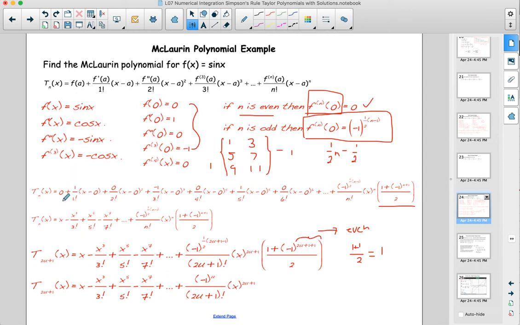So we're now going to have 0, and then we're going to have 1 over 1 factorial times x minus 0, plus 0 over 2 factorial, x minus 0 all squared. Then we have minus 1 over 3 factorial, x minus 0 all cubed. Then we have 0 over 4 factorial, x minus 0 all to the power 4. Back to the 1 again, plus 1 over 5 factorial, x minus 0 all to the power 5. Plus 0 over 6 factorial, x minus 0 to the power 6. And the next one would be minus 1 over 7 factorial, x minus 0 all to the power 7.